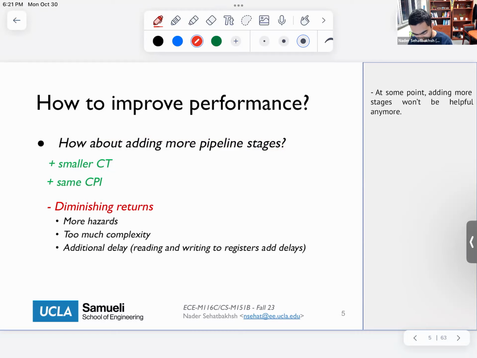But what we're going to have at some point is what we call diminishing returns. Essentially, we're adding 3 things that negatively impact our processors. The first thing is that by adding more and more pipeline stages, you're adding more and more hazards. For example, remember that we had a hazard between write back and EX. Now if I have multiple stages between these two, then the hazards are even more. Every pair of components now has potentially a hazard, right? So my forwarding logic gets significantly more complicated, my stalling logic gets significantly more complicated, and so on and so forth.